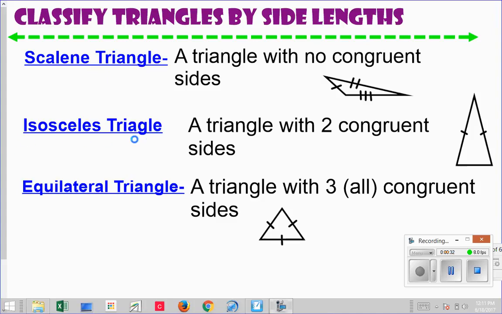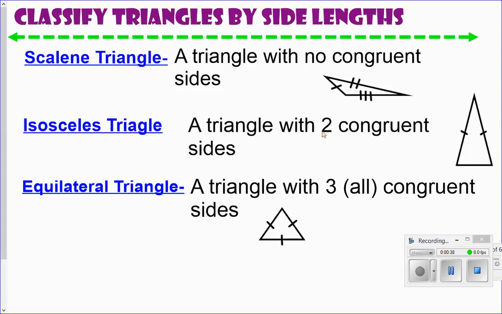Isosceles triangle, I'm sure we've heard of that term before. Just as a refresher, an isosceles triangle is a triangle with two congruent sides. So if we look at the diagram here, we have a triangle where two of the sides are marked congruent. And an equilateral triangle, again, I'm sure you've heard of that before.